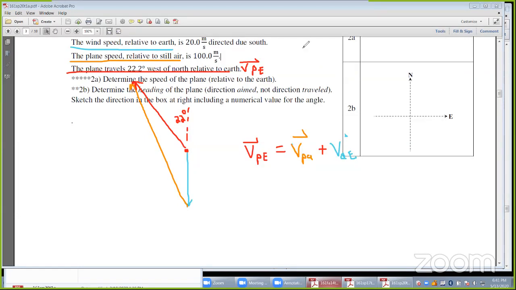So that's how I'm doing this in my brain. I'm just letting the tail-to-tip graphical vector addition tell me what to do. I know that these two that I'm striking here have to add up to this one over here. Does that make sense or not? I'm trying to let the words help me draw the picture, because once I get the picture, I'm good.